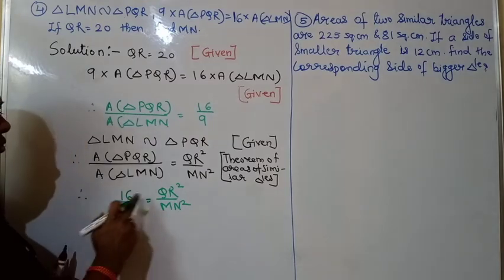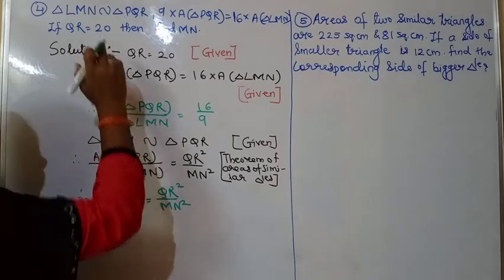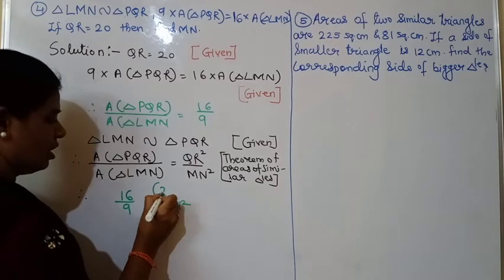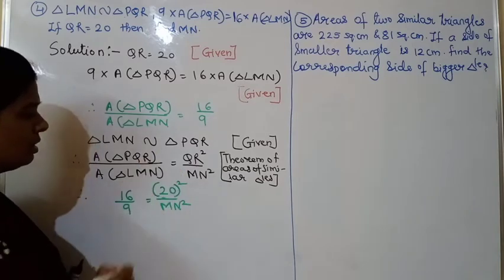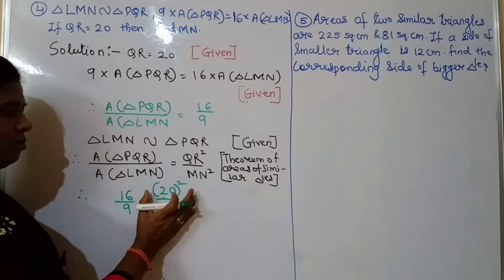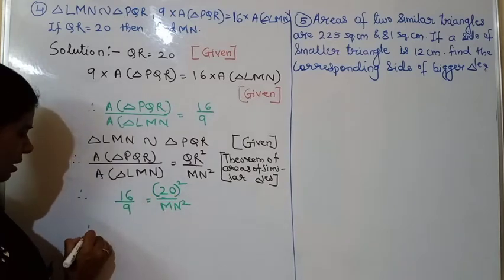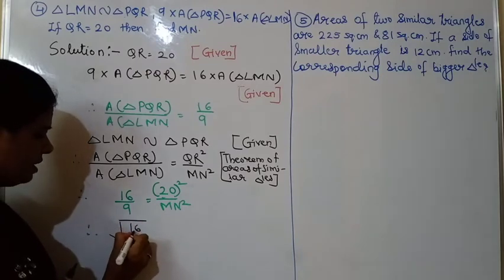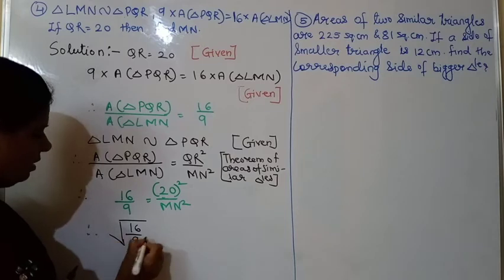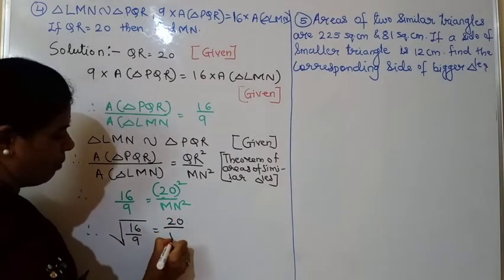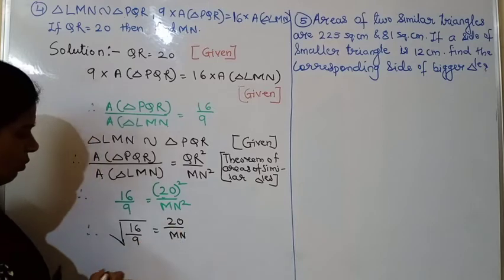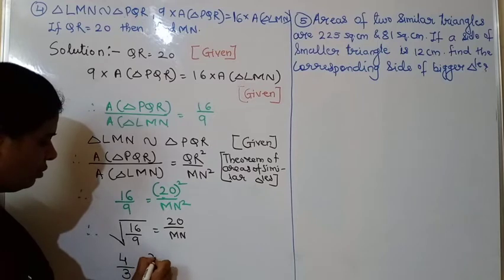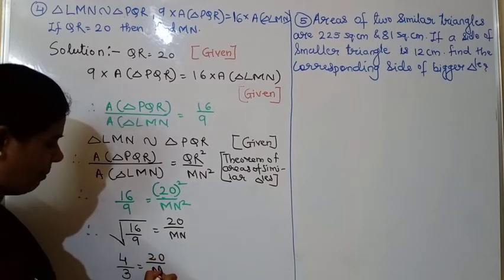So one more thing we have to do, we have to substitute the value of QR. They have given it as 20. So we'll write here 20 square. Sorry, I forgot to write, to substitute the values. Okay, so 20 square. Now we'll remove the square and we'll make the square root here. Therefore it will be, that is square root of 16 upon 9 is equal to 20 upon MN. Okay, so after taking the square root we'll get 4 upon 3 is equal to 20 upon MN.